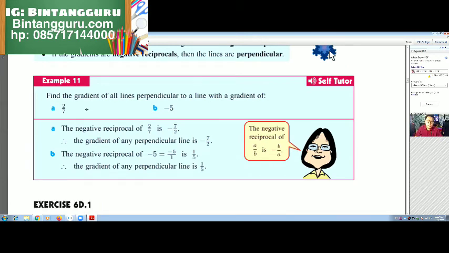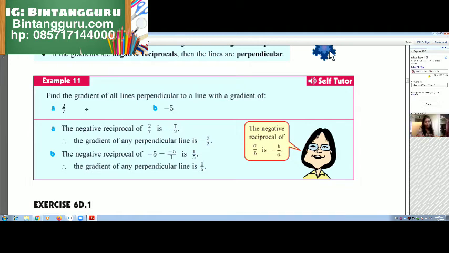Find the gradient of the line which is perpendicular to a line with gradient, A, 2 over 7. We have to make it the negative reciprocal, so we reverse it and it becomes negative 7 over 2. And B, this is minus 5. We have to make it the negative reciprocal, so it becomes 1 over 5. Is there any question for perpendicular and parallel lines?